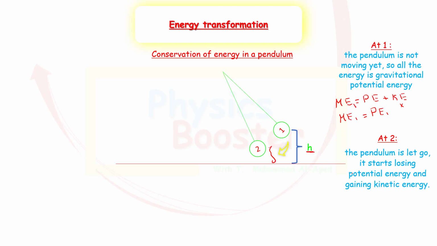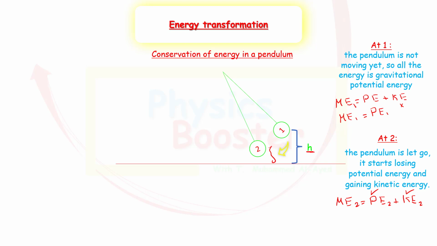If we want to study the mechanical energy at point 2, we're going to say the mechanical energy at point 2 is equal to the potential energy at point 2 plus the kinetic energy at point 2. It is above the ground, so it has potential energy. It is moving, so it has kinetic energy.